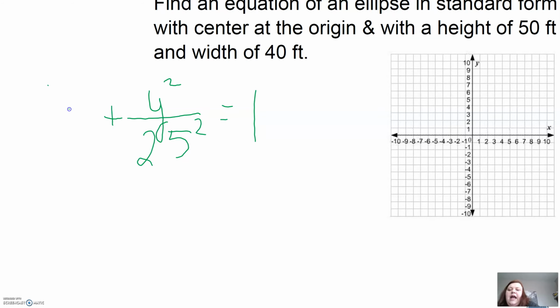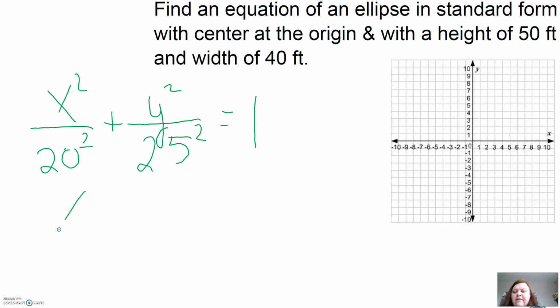And then for our x, instead of being 40 squared, from one edge to the other is 40. So it's really half of that. So half of 40 is 20. So 20 squared.